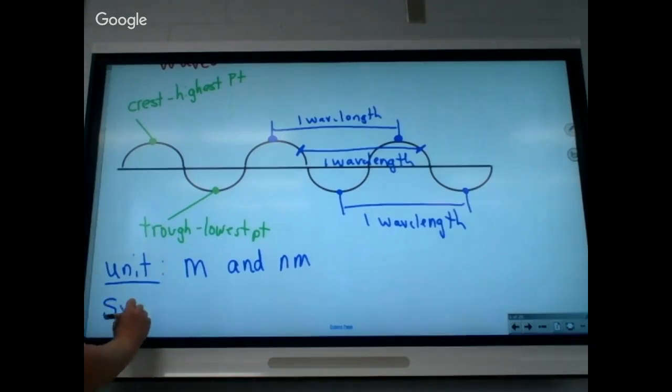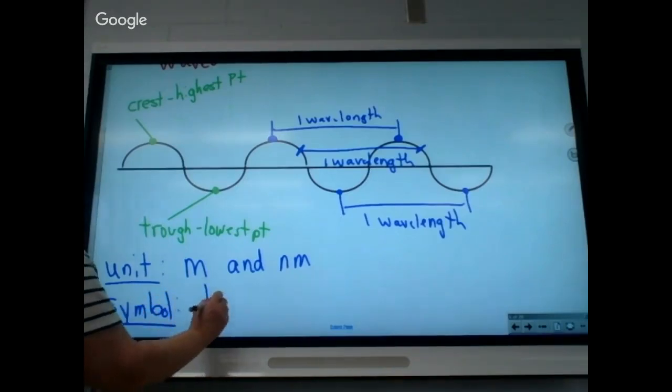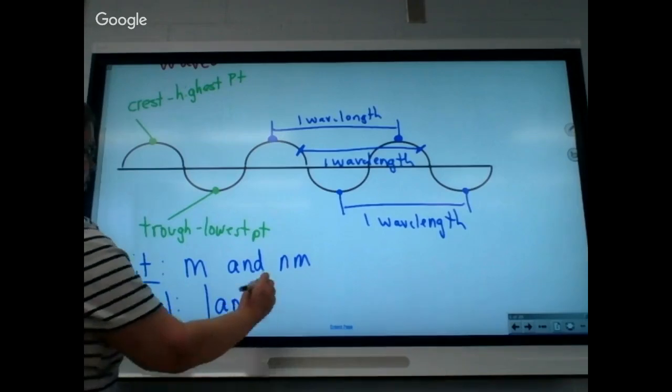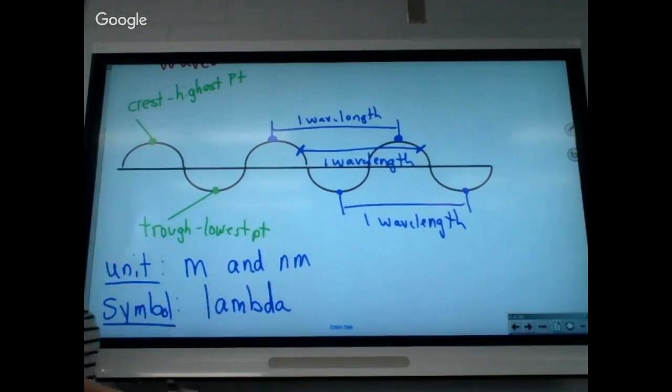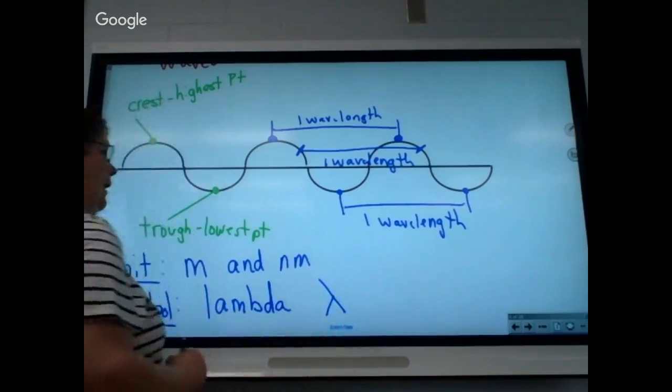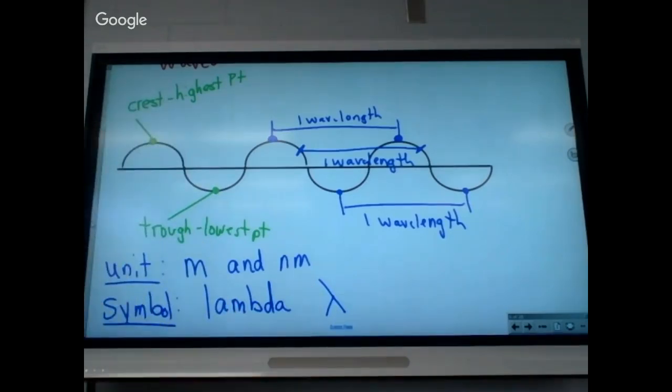And its symbol in the equation is going to be lambda. It's a Greek letter, lambda, and it's an upside down Y.